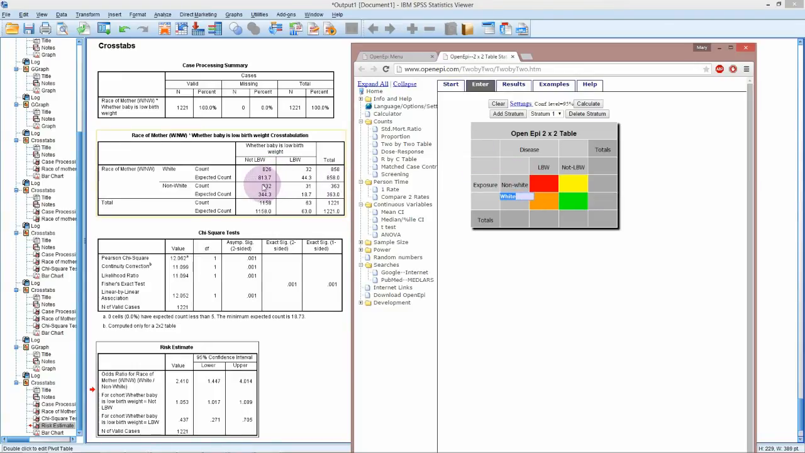So in the non-white low birth weight, that's the 31, then non-white not low birth weight, we've got 332. For the white and low birth weight, we've got 32. I'm putting in the observed numbers, not the expected ones. OpenEPI will calculate its own expected values. Hopefully they'll be exactly the same, of course, but we don't need to tell it. And then white and not low birth weight, 826. Results.